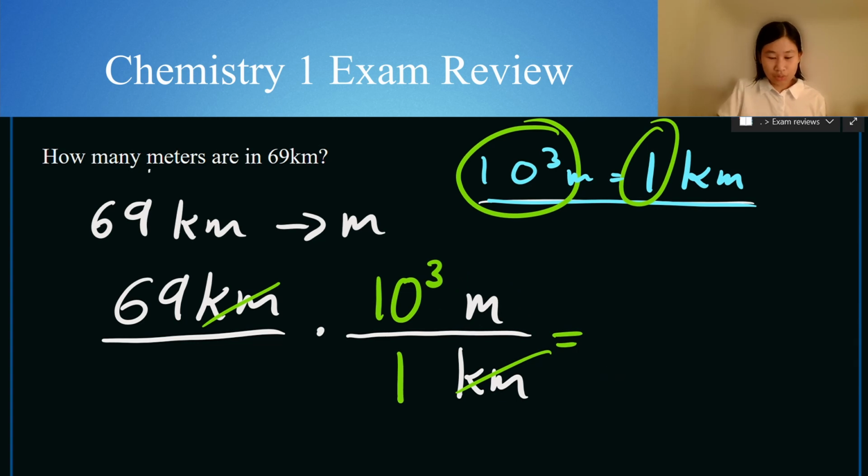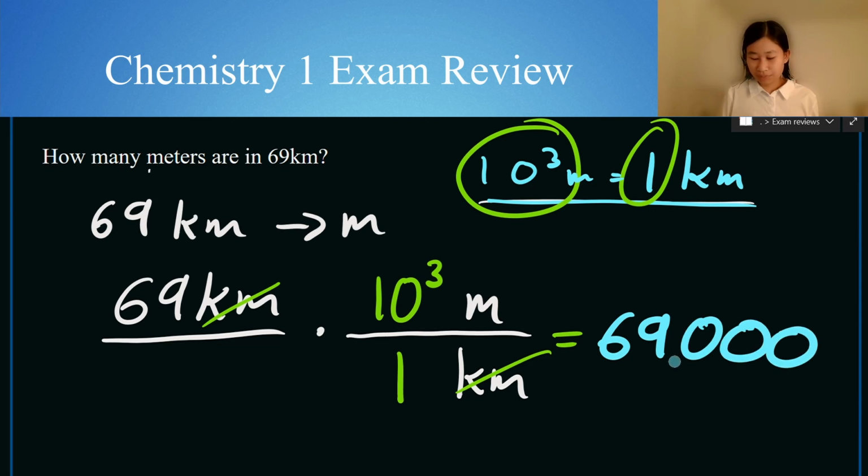Now, if you just do 69 times 10 to the 3, aka 69 times 1,000, you will get 69,000. Okay, you just kind of add 3 zeros there. So in the end, our answer is that 69 kilometers is equivalent to 69,000 meters.